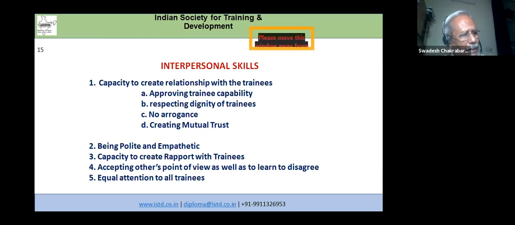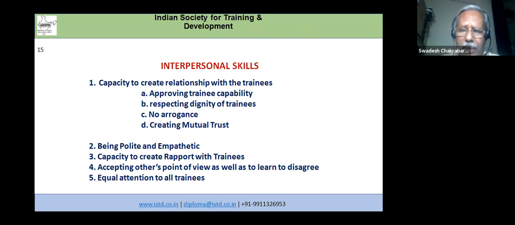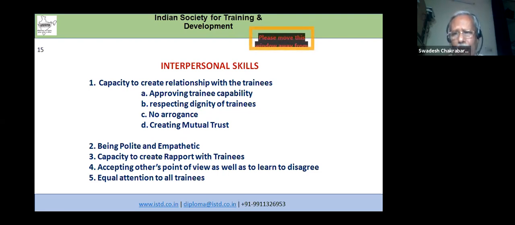Being polite is very important. Being empathetic is very important. The trainer must understand the level of the people, the level where the trainees are. He must be empathetic to that, right? And should accordingly deliver his talk, so that the trainee is able to catch up with his thoughts. He should have the capacity to create rapport with the trainee. That's very important. You have to create that rapport.